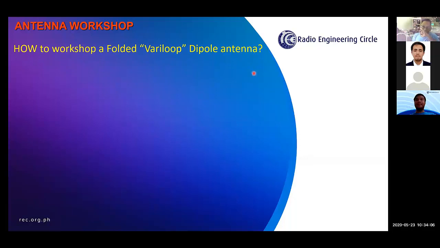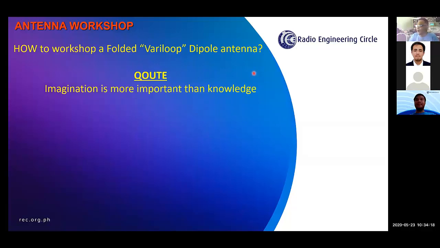Nandito na tayo. Antenna workshop sa paggagawa. Bibigyan naman natin ng isang example. How to workshop a folded dipole. Tandaan nyo si Einstein. Ang quote ni Albert Einstein: imagination is more important than knowledge. Again, imagination is more important than knowledge. Bakit? Puprove natin yan.